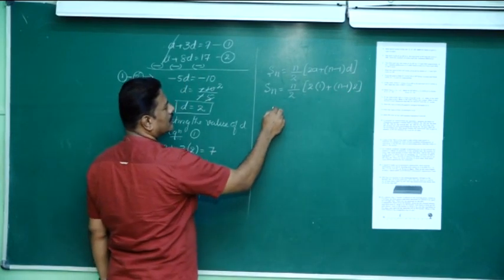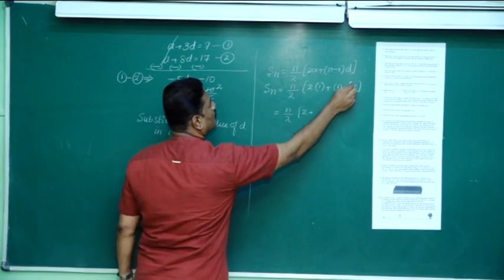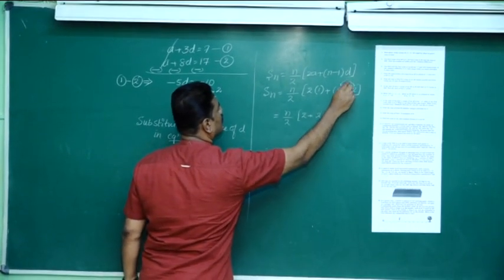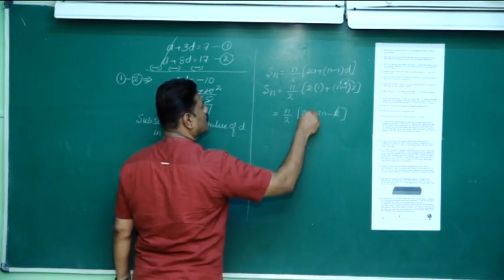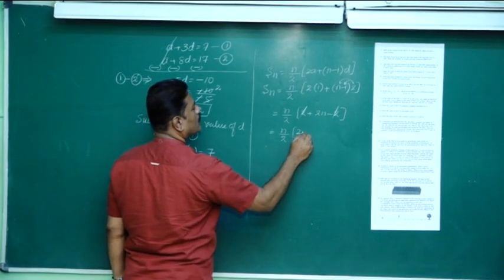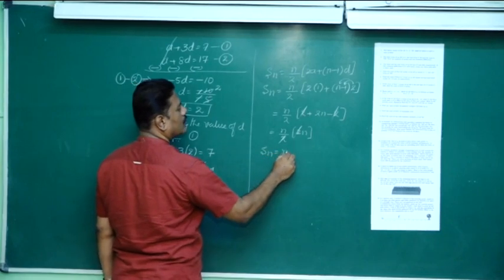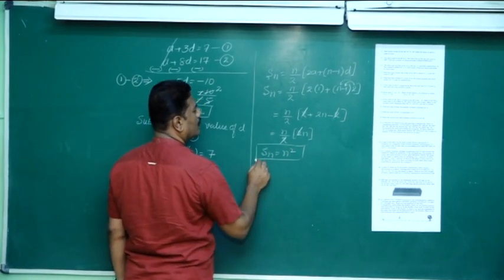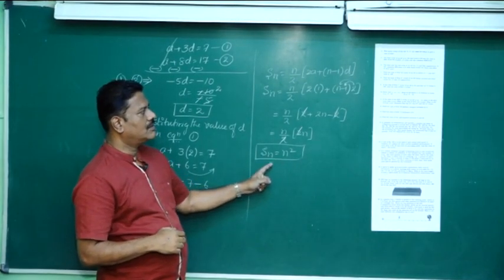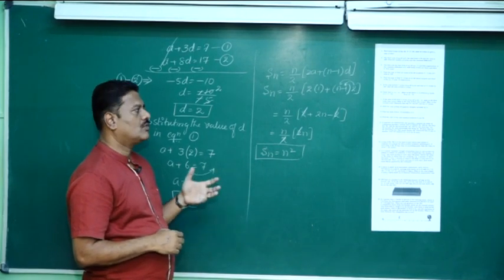Now this will become n/2 [2 + ...]. 2 1s are 2, remove the bracket, 2 into n is 2n minus 2 1s are 2. Now the plus 2 and minus 2 cancel. What is remaining? n/2 into 2n. This 2 and this 2 cancel. So Sn is equal to n into n, n squared. So you will get the sum to n terms, that is n squared. So this is the solution for the 9th question. So I think it is suitable to ask for 4 marks.